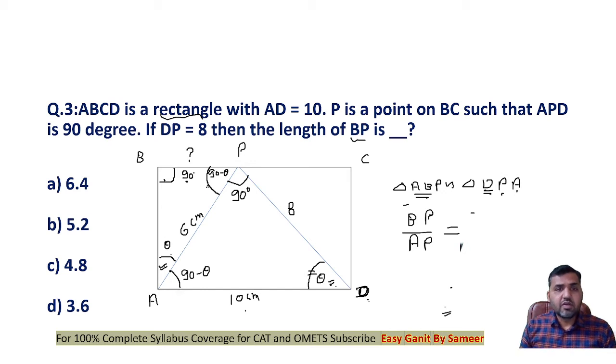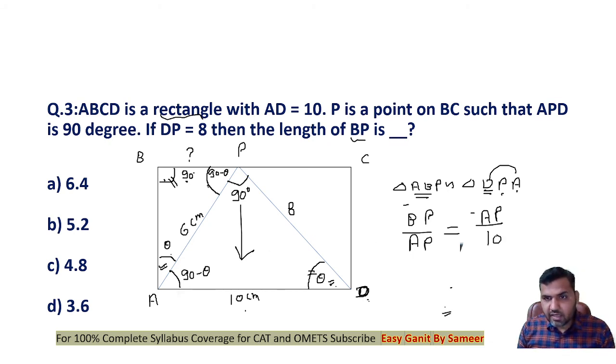Okay, we do not know the side opposite to 90 minus theta, so let's take the side opposite to 90. The side opposite to 90 is AP again. Sorry, this is a mistake that we have done. This is supposed to be AD, right? So AP upon the side opposite to 90, which is AD. This is a mistake that I have done, guys. So this would be AP upon AD basically.